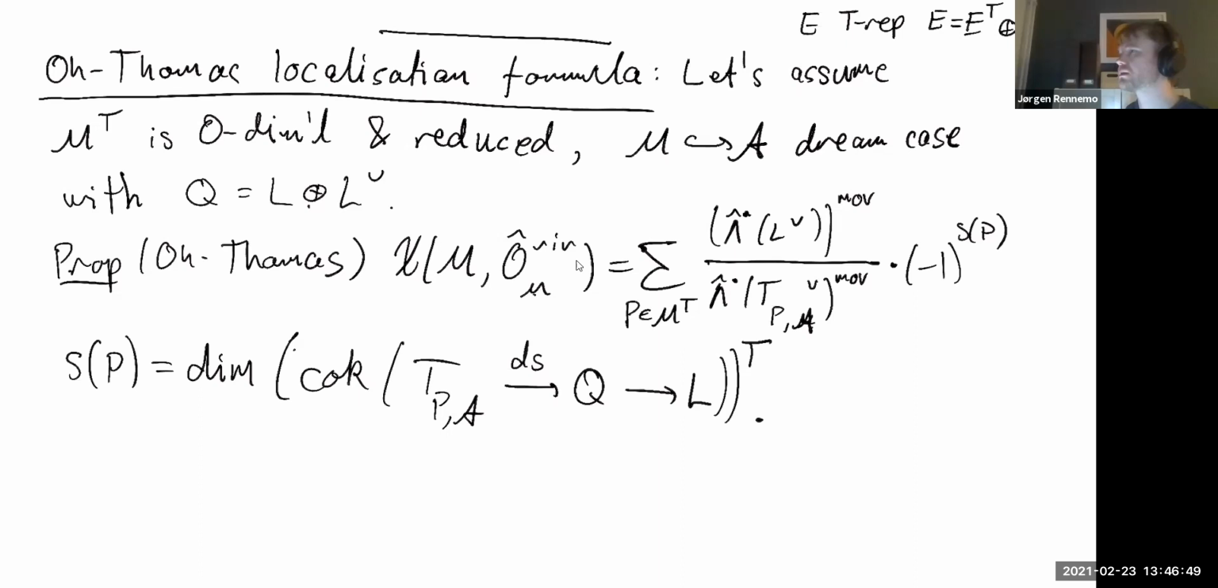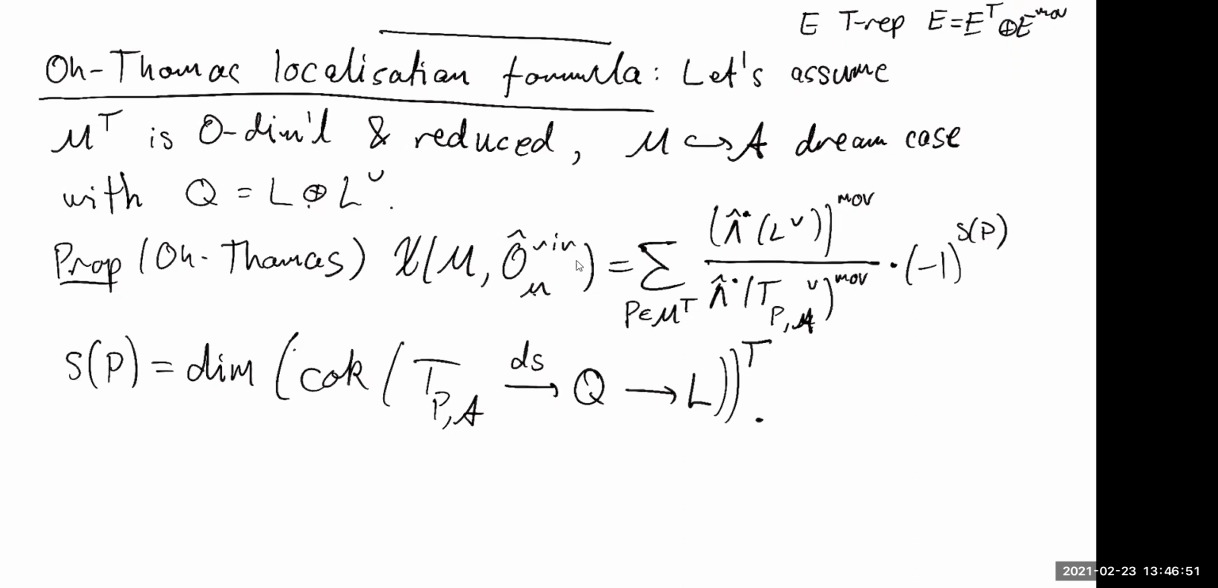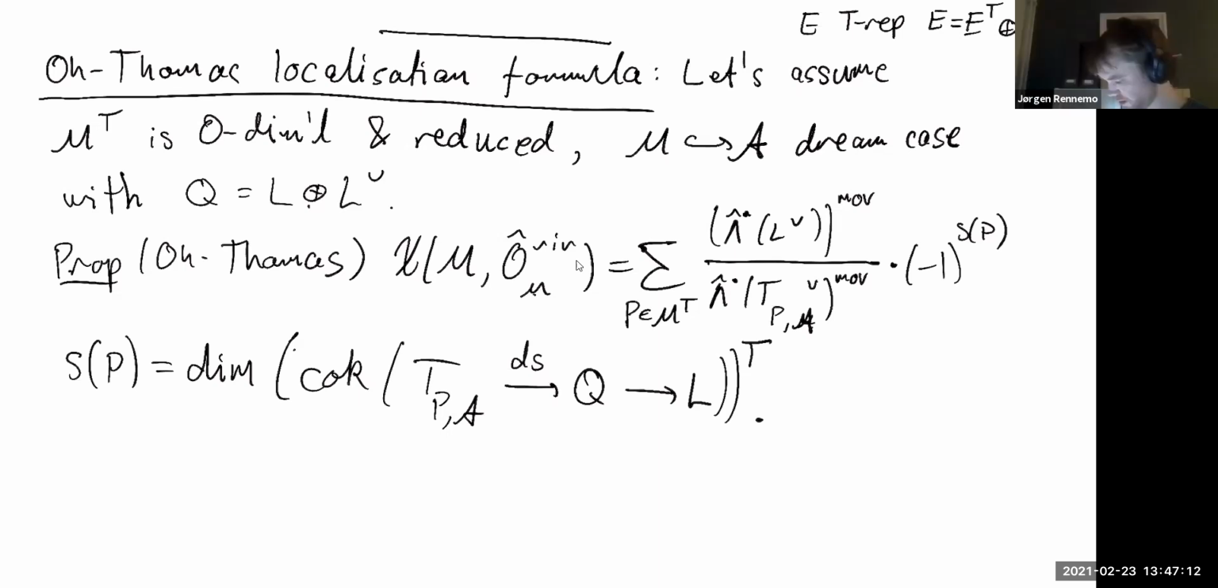Suppose you had a bigger torus acting somehow, and then you could imagine that the situation is such that in fact everything is moving. If everything is moving, then this is one, that sign, because there's nothing torus fixed. Let me think a little. Yes.